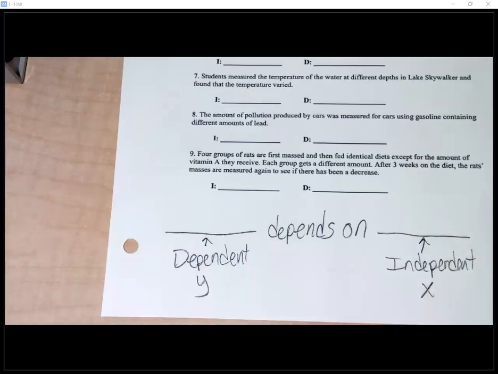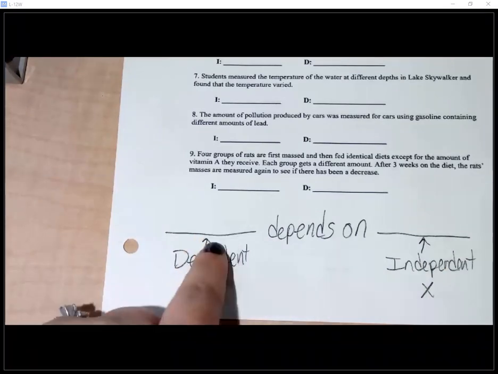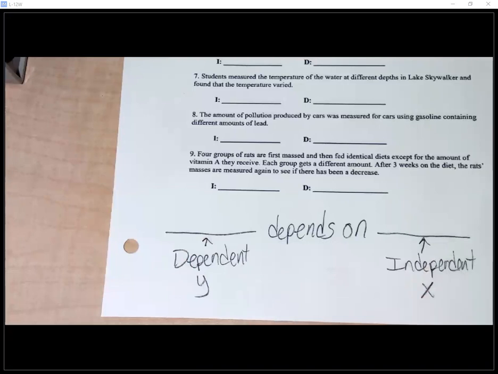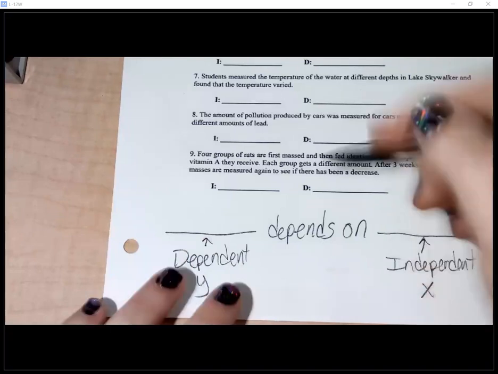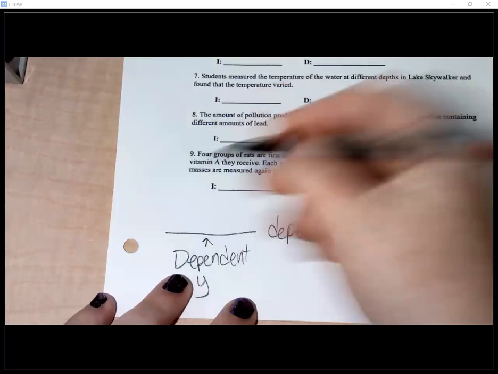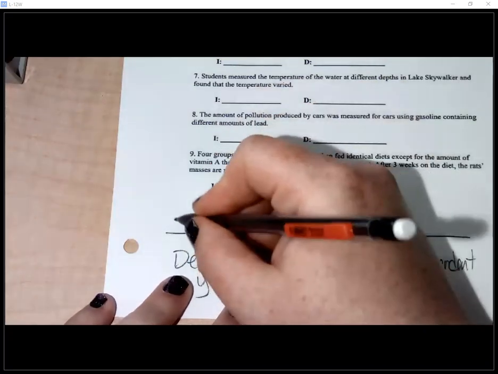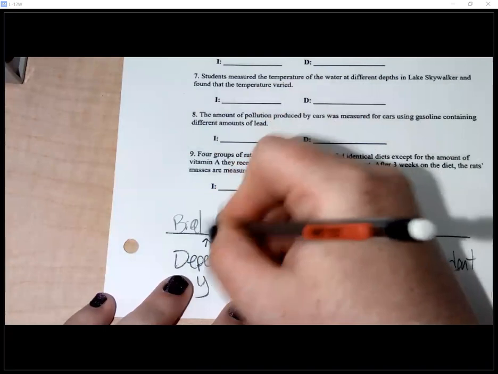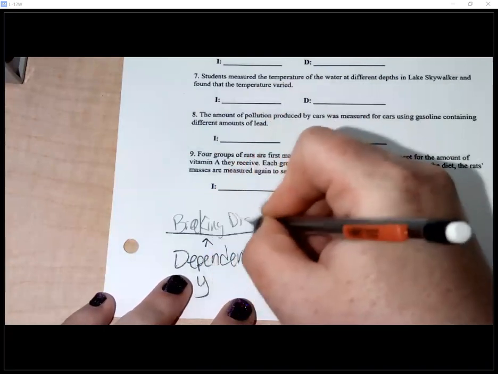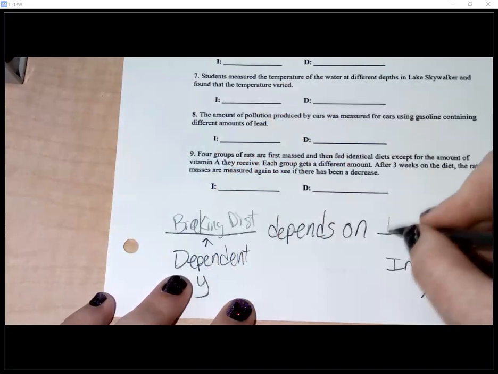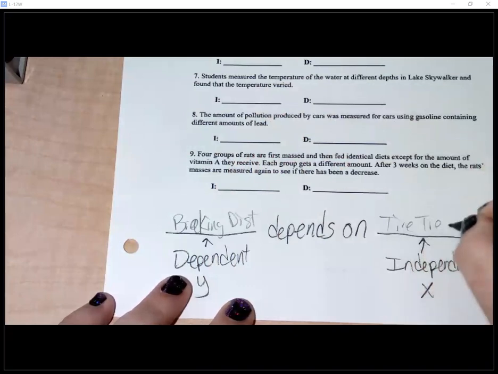So then I ask myself, do tire treads depend on braking distance? That sounds weird. I don't think that's it. But does the braking distance depend on the tire tread? Yes. So my braking distance depends on the tire tread. That's how I know which one goes where.